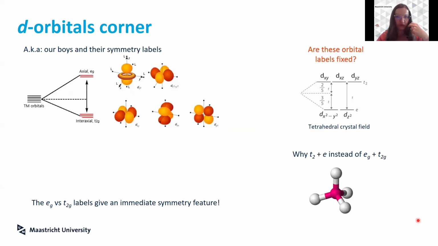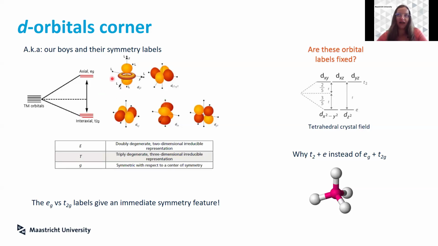And this, I wanted to refresh again, is also the reason why you give labels to the orbitals. So the orbitals have a name according to where you place your crystal field. So your orbitals in an octahedral crystal field are labeled e.g. T2g, but why? Because eg is this 2, T2g is this 3. So this is telling you, you have a doubly degenerate and a triply degenerate configuration. Both of them are symmetric with respect to the center of symmetry.